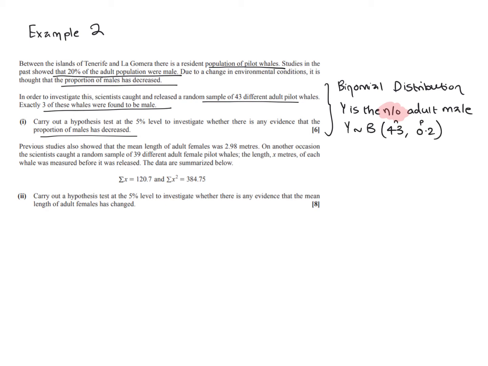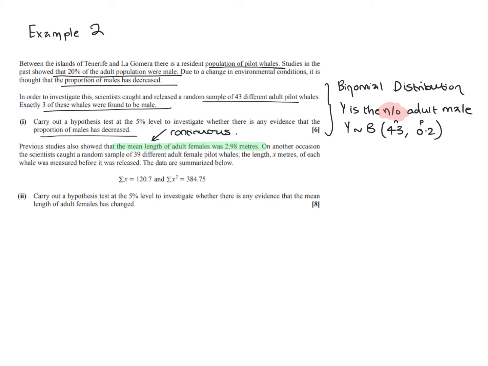We're not going to run through part 1 again. You can watch the binomial distribution companion video if you want to see how to do the first part of the question, because the second part of the question is independent of this. Previous studies also showed that the mean length of adult females was 2.98 metres. So we're now into continuous territory here. Length is a continuous random variable, so this is where the normal distribution will come into play.